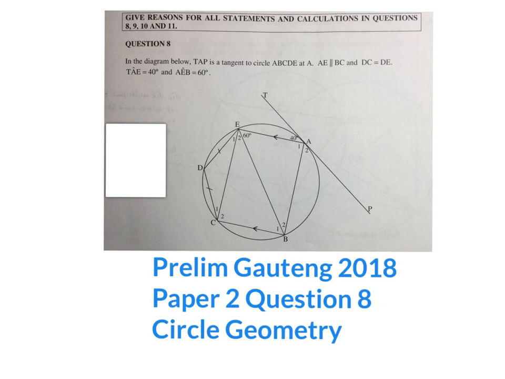Good day. In this video, we're going to cover one question from the Prelim of the Gauteng 2018 paper 2. We're going to do question 8. It's on circle geometry. In the heading of this question, they indicated: give reasons for all your statements and calculations in questions 8 to 11.